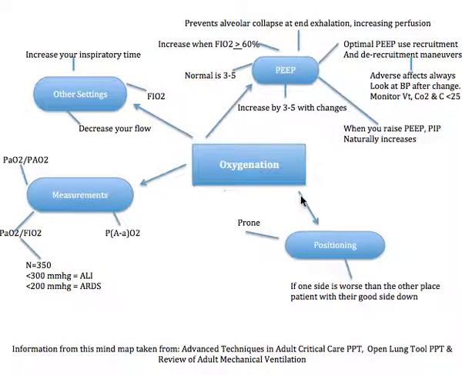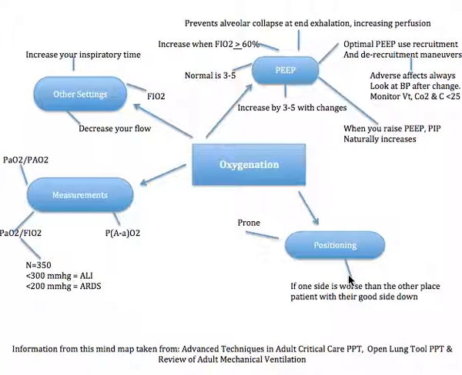And then over here are some different positioning techniques that you can try for best oxygenation. You can try proning your patient. It's not exactly understood how this works or why it works. It could just be because of positioning and gravity. It helps increase the functional residual capacity.